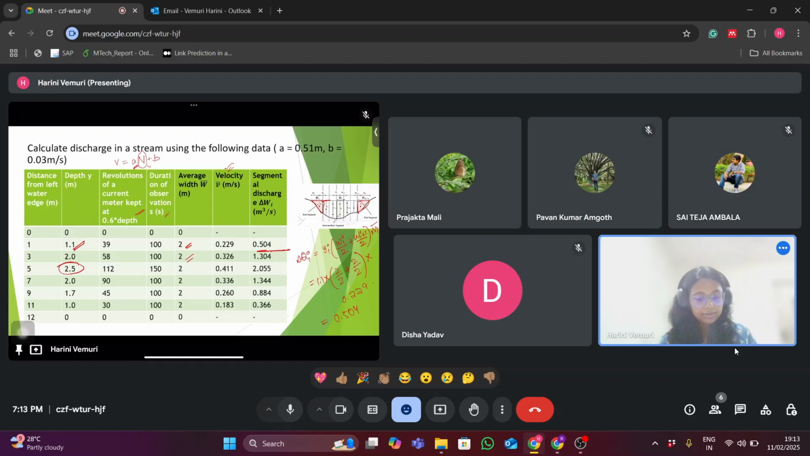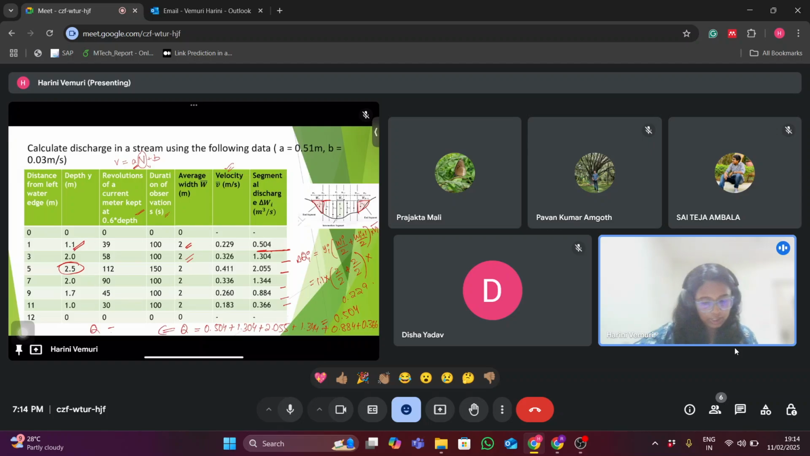Similarly, we do for the third, fourth, fifth, sixth, seventh, all of these. And once we get the discharges, what we will do is add these discharges up. The total discharge is equal to 0.504 plus 1.304 plus 2.055 plus 1.344 plus 0.884 plus 0.366.